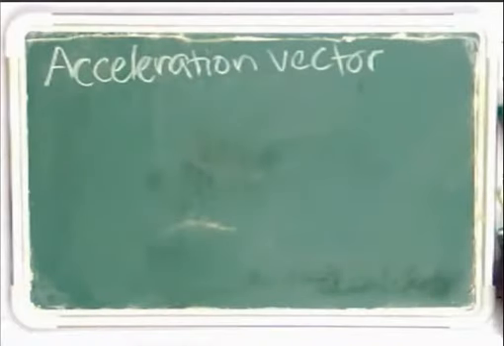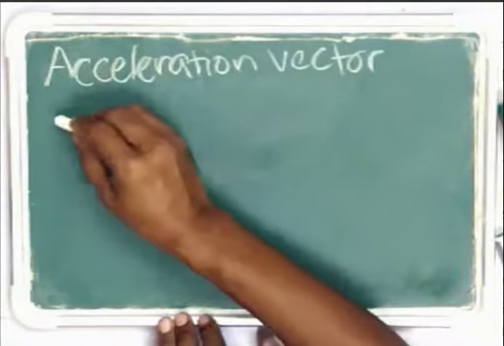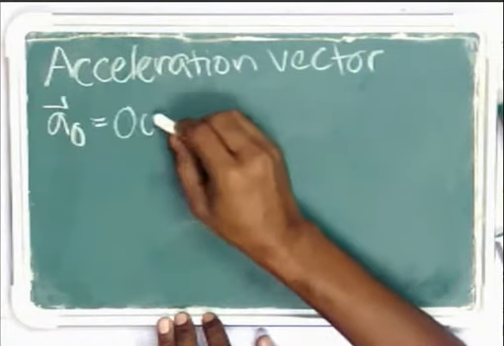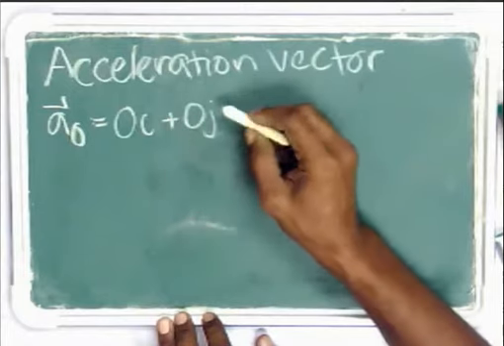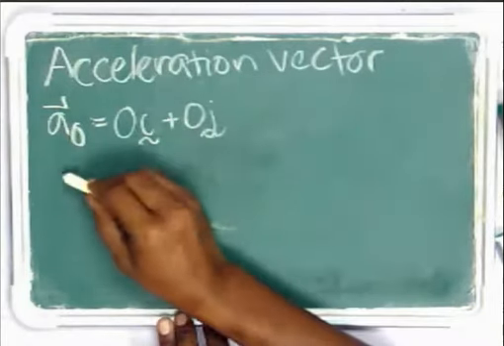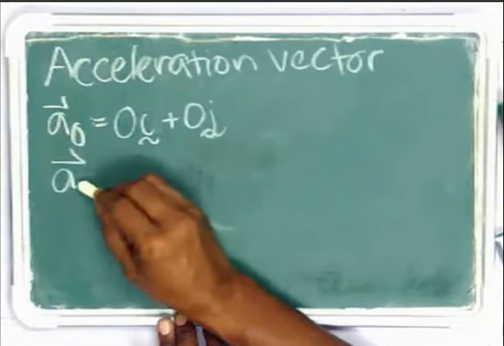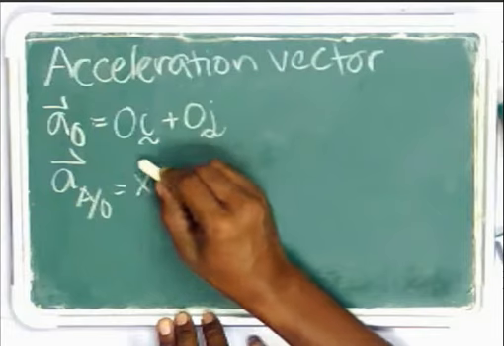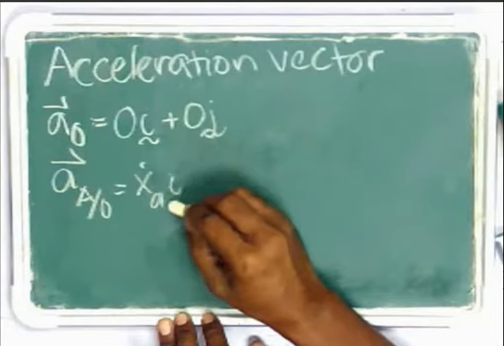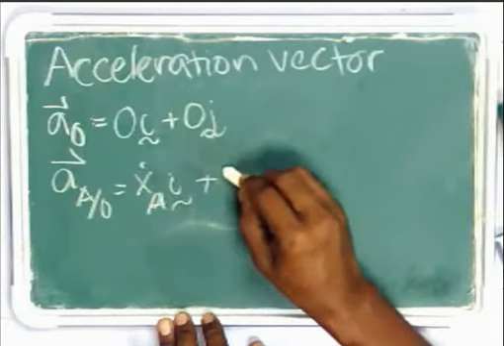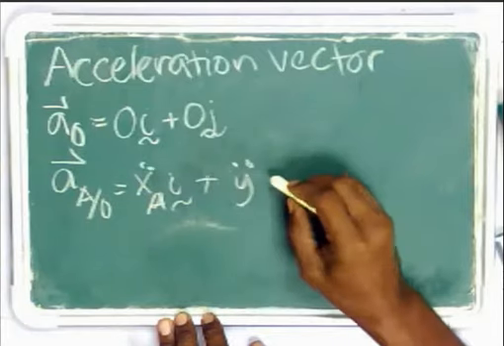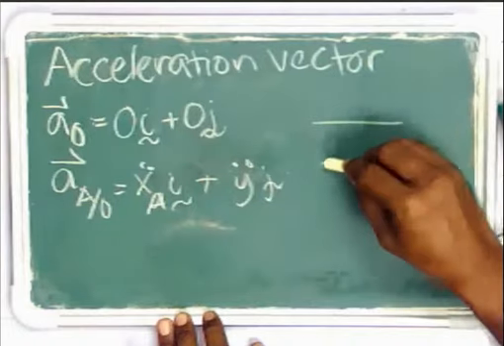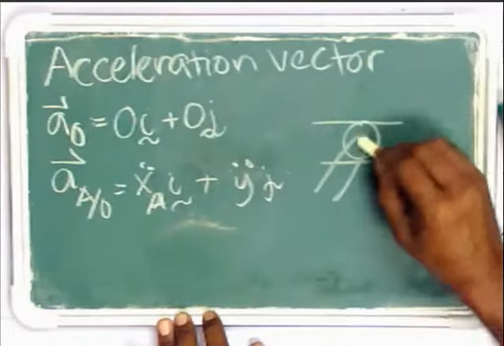Now for the acceleration vectors, when the system is at rest, we have at the origin 0i plus 0j, and at A, the absolute acceleration of A is given by x double dot A i plus y double dot j.